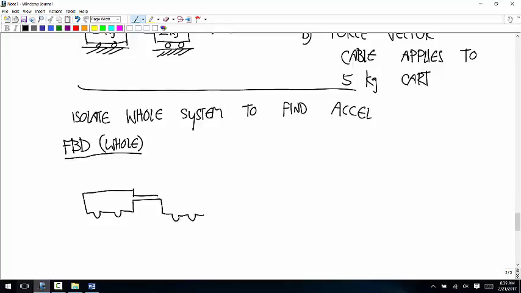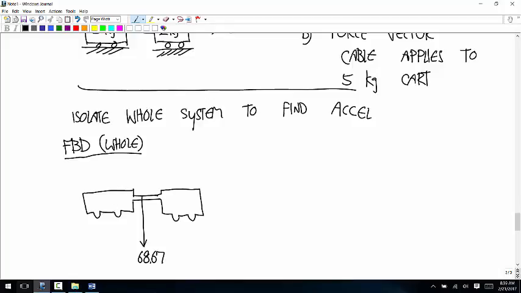Looks something like this. So what loads are acting? What forces? From the ground. Let's go in order. So the weight first. That's 7 kilograms times 9.81. So that's 68.67 down.